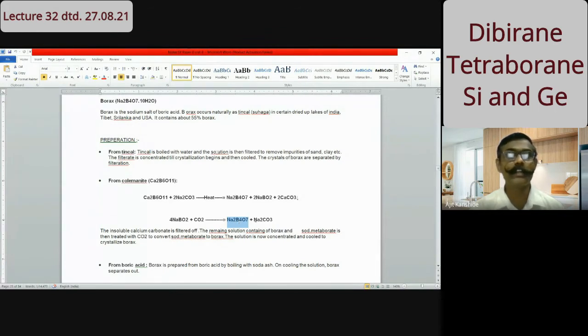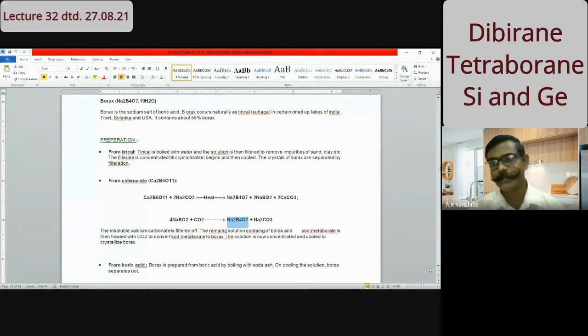And in addition to that, sodium carbonate. The sodium carbonate is soluble in water, but less soluble. Because of that, we can separate this sodium carbonate and we can get that borax. So this is one method by which we can prepare or synthesize borax.